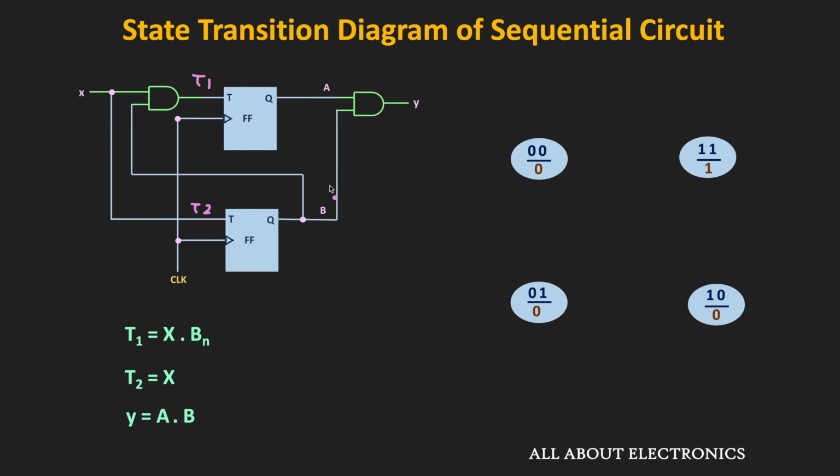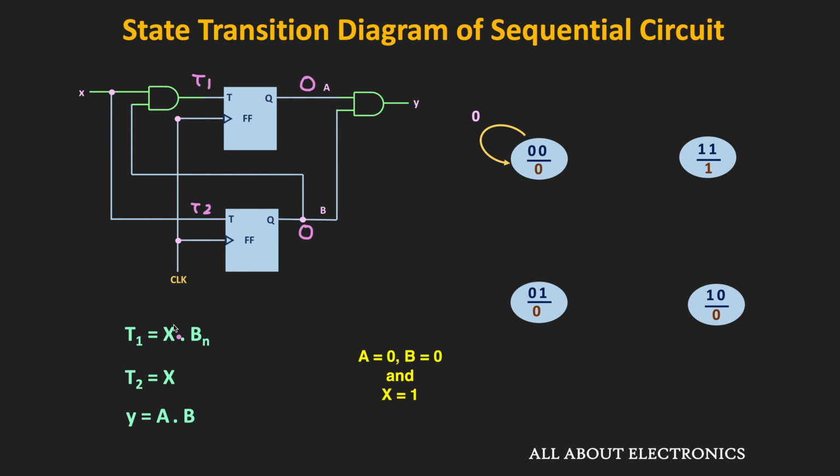So initially, let's say the circuit is in 0-0 state. That means here, both A and B are 0-0. And let's assume that initially, this X is equal to 0. So in that case, from these two equations if you see, then this T1 will be equal to 0, while the T2 will also be equal to 0. That means at the next clock edge, these two flip-flops will remain in the same condition. That means whenever the input X is equal to 0, then the circuit will remain in the same state and its output will also remain 0.